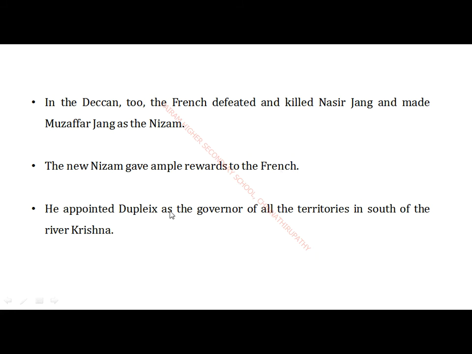He appointed Dupleix as the governor of all the territories in the south of the river Krishna. Seeing his victory, Muzaffar Jung got so happy that he granted permission to Dupleix: hereafter, General Dupleix of the French military, you can take care of all the territories in South India, very close to the river Krishna.